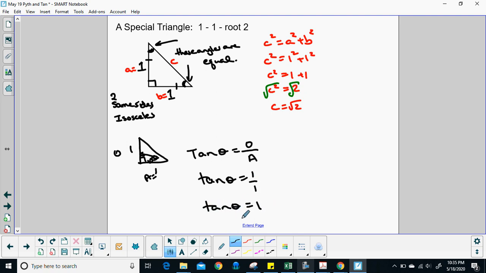To figure out my angle, I have to bring tan to the other side, so I have to do my inverse. So my angle is going to be equal to tan inverse of 1. And if you type that into your calculator, second function tan of 1 equals 45 degrees. So the 1, 1, root 2 triangle is a 45-degree triangle.